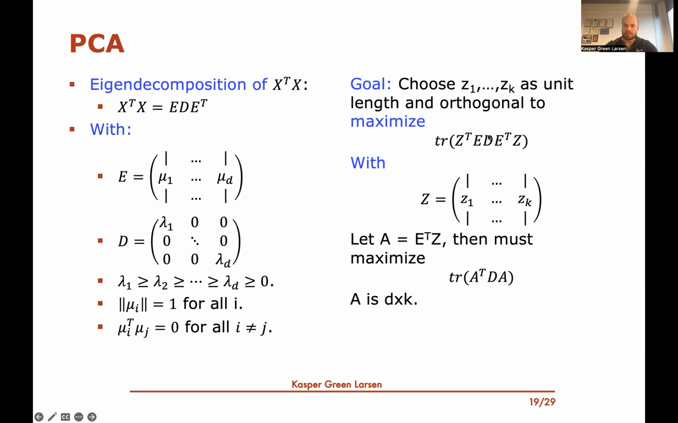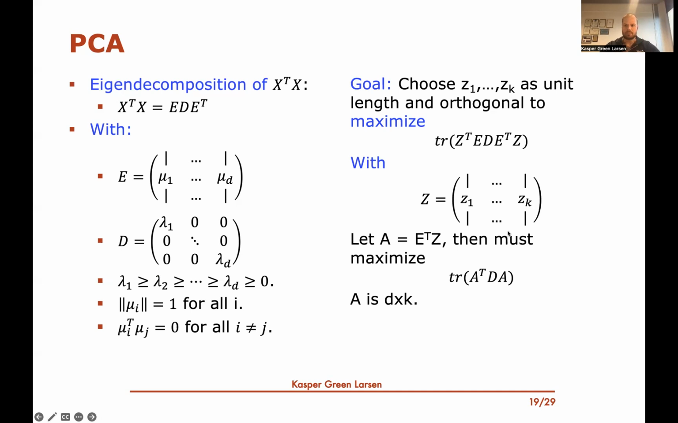So let's now have a look. We see that we have the D in the middle. Then on the right, we have E transpose z, and on the left, we have the transpose of that. So let's define A as E transpose z, just to simplify things notation-wise a little bit. Then what we're maximizing is just A transpose D A. And this A matrix is E transpose z, where E is a D by D matrix and the z matrix is a D by K matrix, so the whole product is D by K.